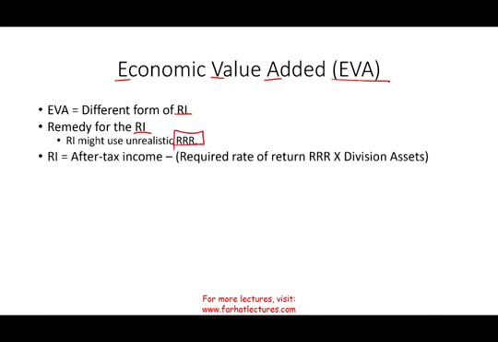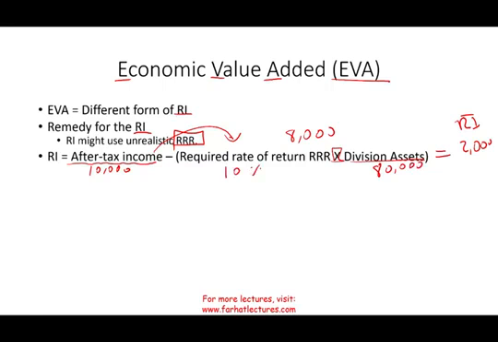So how do we compute residual income? Simply put, we take after-tax income and compare it with the required rate of return times the divisional assets. So if our after-tax income is 10,000, and this whole parenthesis happens to be 8,000, well, we have 2,000 of residual income. And this is based on the required rate of return. To be more specific, I'm assuming here we have 80,000 of division assets, and the required rate of return is 10%, which gives us 8,000. So that's basically residual income.